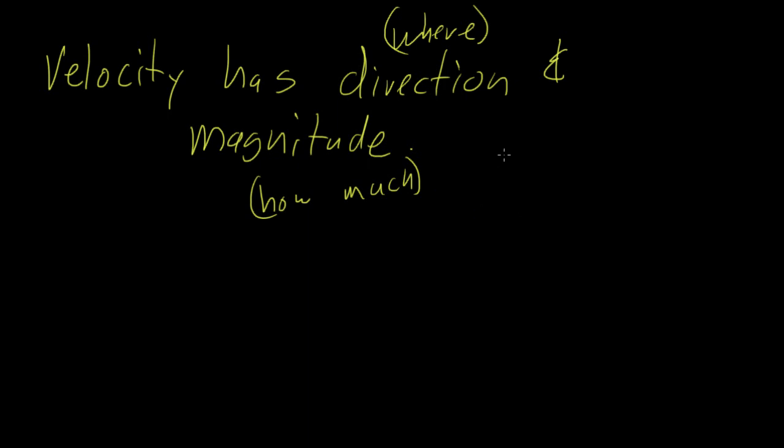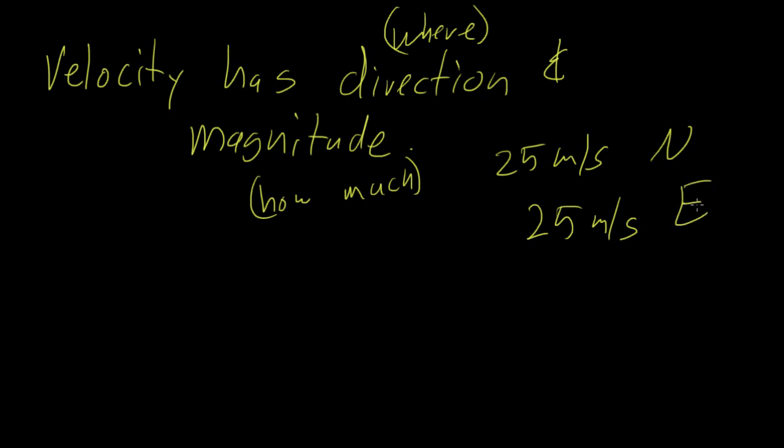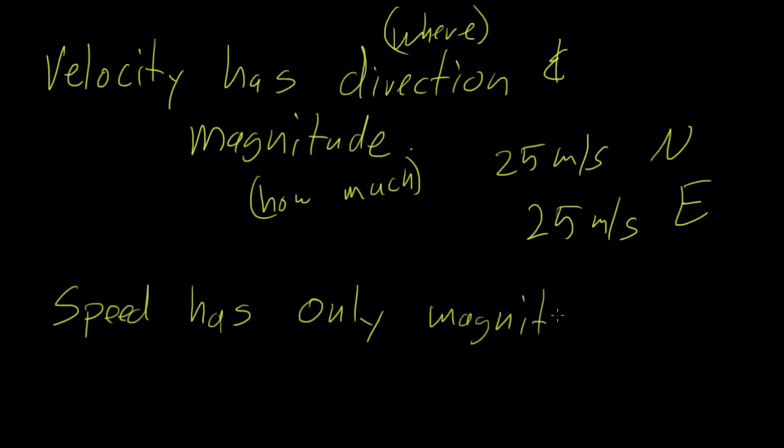So velocity is really going to be like 25 meters per second north, or 25 meters per second east, or whatnot. Speed has only magnitude. So speed is only how much quantity. So it'll just be like 10 meters per second. Doesn't have a direction.